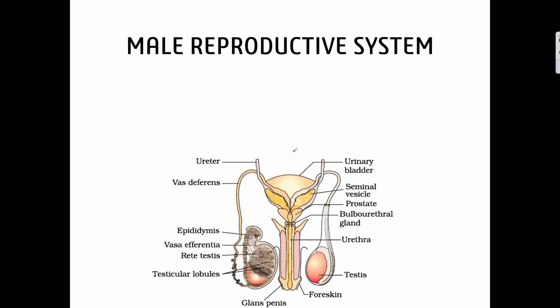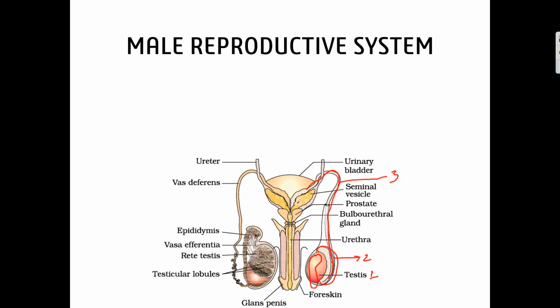So this is the typical picture of a male reproductive system. You can see this oval structure. This is nothing but the testis. Surrounding this, you can see another tissue. This is the epididymis. From the epididymis, you can see a small tube-like structure arising out. This is the vas deferens.